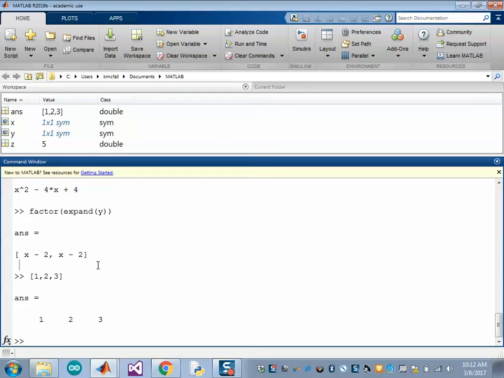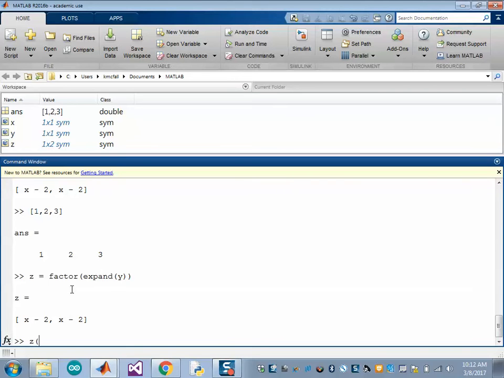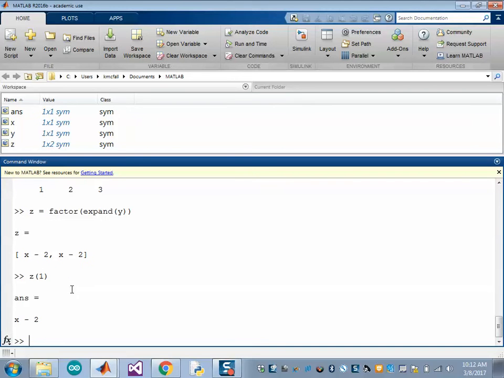Okay, so let me go back to the factor thing here, and let me catch that in Z. So now it's not in ans anymore, but it's in Z. So I can say, well, what is Z1? Well, Z1 is the symbolic expression x minus 2. What is Z2? Well, that's also the symbolic expression x minus 2, because they're the same thing.